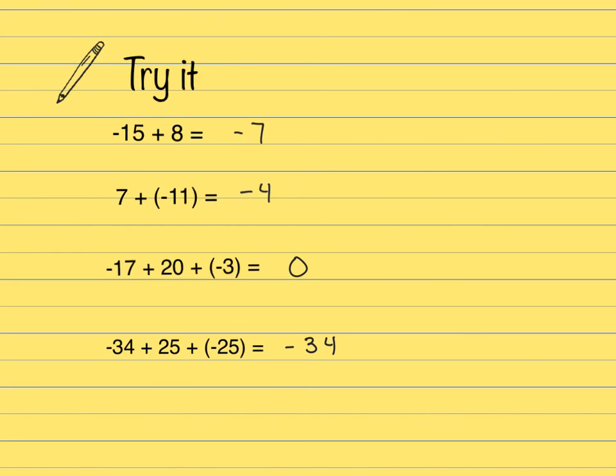-7, -4. I use the commutative property and I change the order. -17 plus -3, I know gives us a sum of -20, and -20 plus that +20. It's just easier to add if I put -17 plus -3 together. And then I regrouped using the associative property. 25 plus -25 are opposites, and that gives us a sum of 0. So our answer is -34.